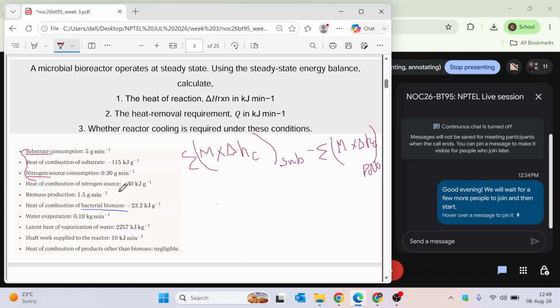The biomass production is 1.5 gram per minute and the heat of combustion is 23.2 kilojoule per gram. When you multiply these two, you will get the M into del Hc for your product. So you have to add the substrate and nitrogen source and subtract the value of the M del Hc of the bacterial biomass. Any answers?